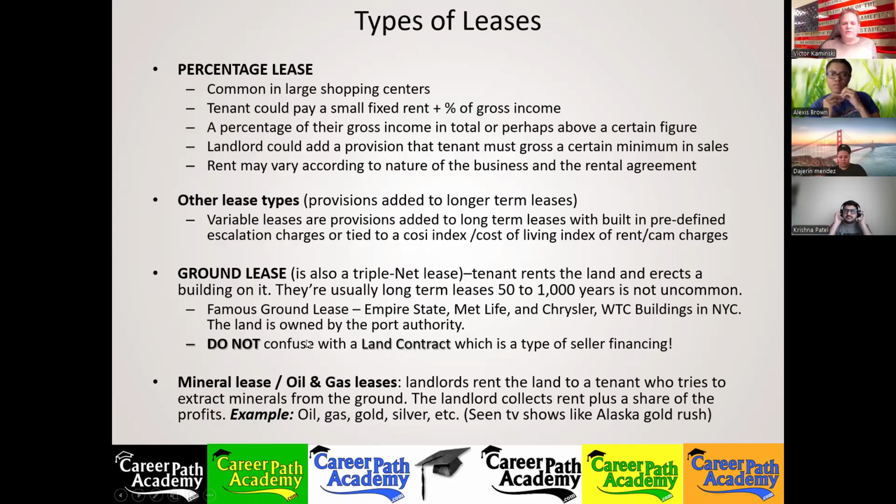Then we also have mineral leases, oil and gas leases. Landlords rent the land to the tenant who tries to extract minerals from the ground. The landlord collects the rent plus a share of the profits. I just explained to you guys a little while ago, like that Alaskan Gold Rush show on TV. But it could be over oil, gas, gold, silver, any precious metal or mineral that's needed.